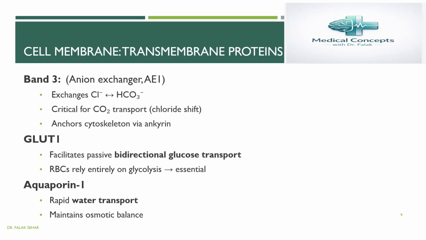Next, GLUT1. GLUT1 facilitates passive bidirectional transport of glucose. Since red blood cells depend entirely on glycolysis for energy, this transporter is absolutely essential for their survival. Aquaporin 1 allows rapid movement of water across the membrane. This helps maintain osmotic balance and allows red blood cells to adapt quickly to changes in the environment.